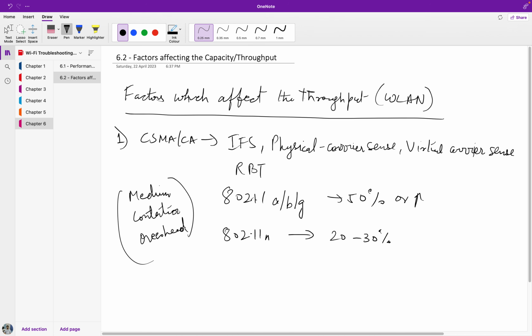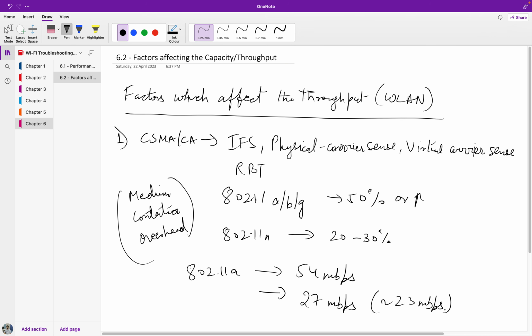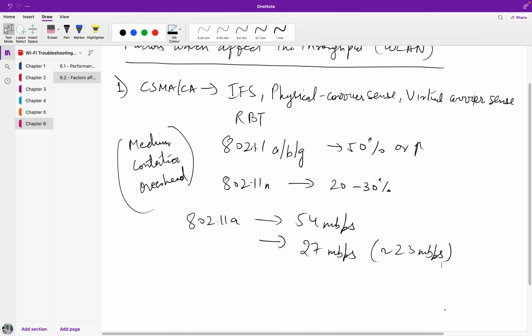Overhead. What it means is, I'm just going to give it to you in very simple language. If my client is connected on a .11a network at 54 Mbps, simply because of the medium contention overhead, the aggregate throughput for one client in an ideal scenario on a single AP is going to be less than 27 Mbps. Approximately, it comes out to be around 23 Mbps or so in practical scenarios.